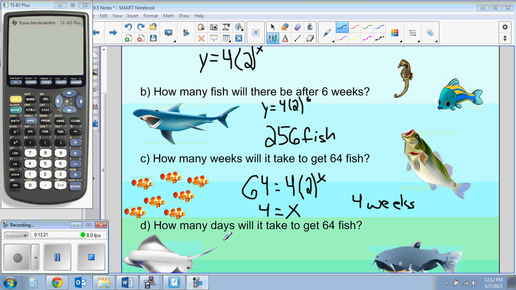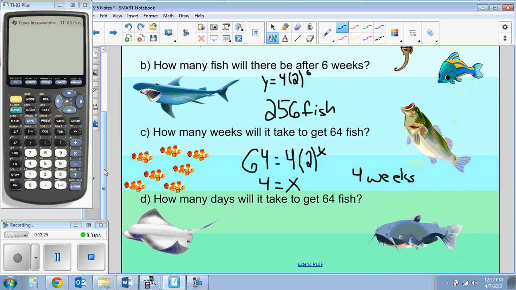Alright, and the last question is, how many days will it take for us to get 64 fish? We already figured out how many weeks, so the only thing that we actually have to do is take that number of weeks, which was 4, and multiply it by 7, because there's 7 days in a week, and we're going to get 28 days.